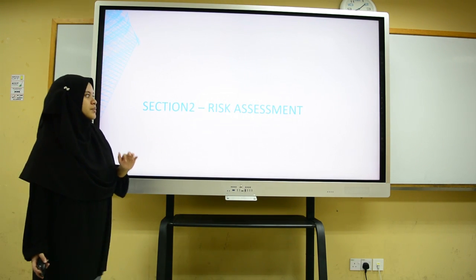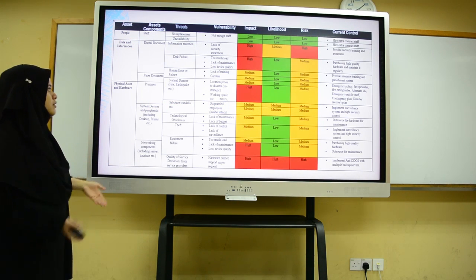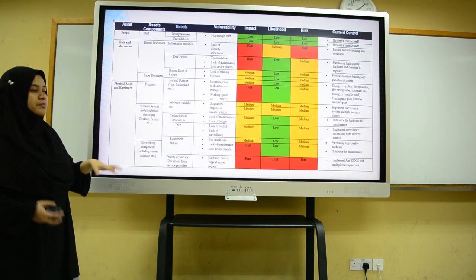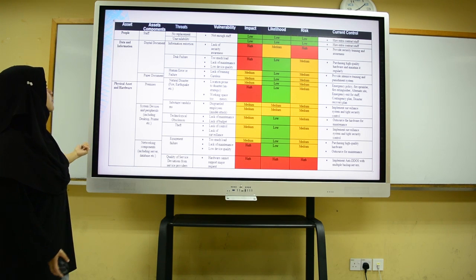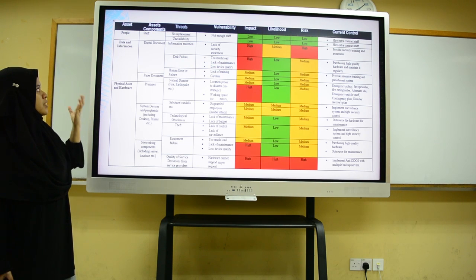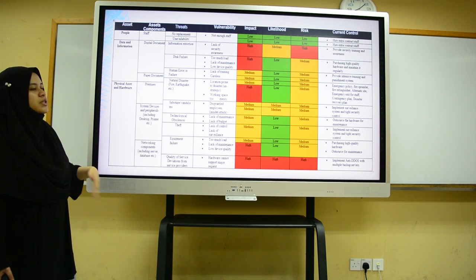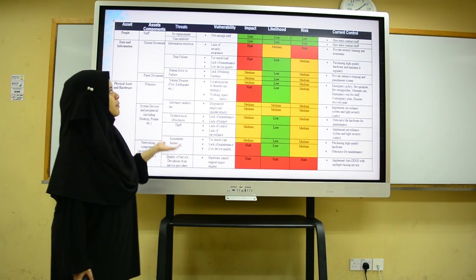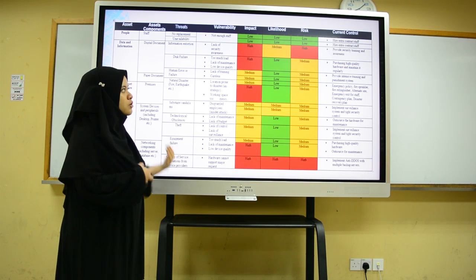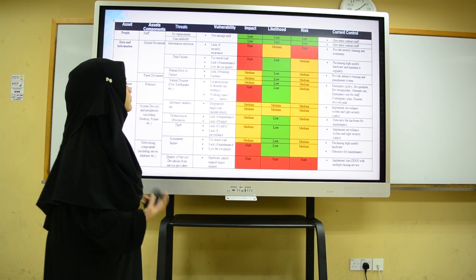Next is risk assessment. Risk assessment is where we determine for the company any threats that can happen to the company. So for example, for the people, the staff, the threat is no replacement or unavailability, so the vulnerability is not enough staff. That means the impact is very low because it can be controlled by hiring extra contract staff, and then the likelihood and risk are also low.